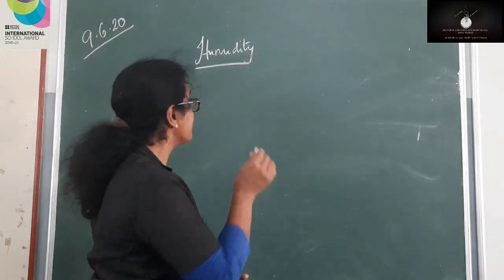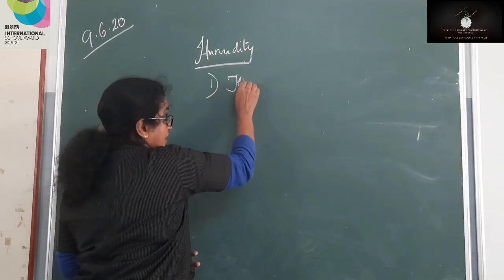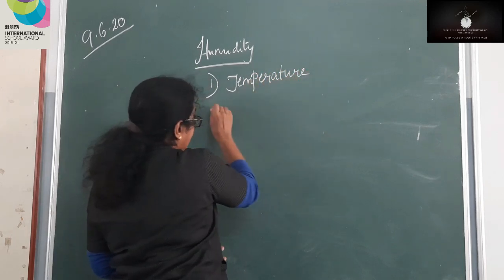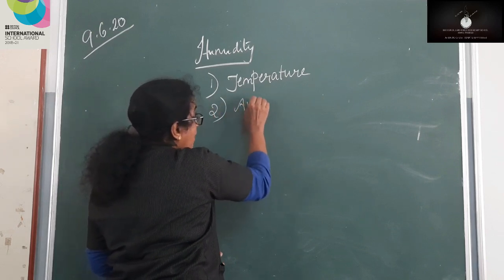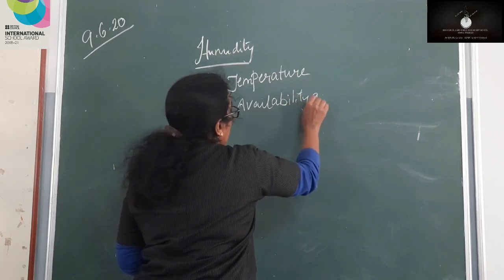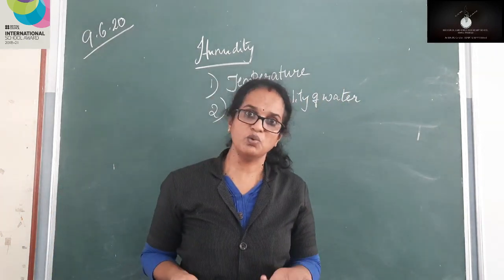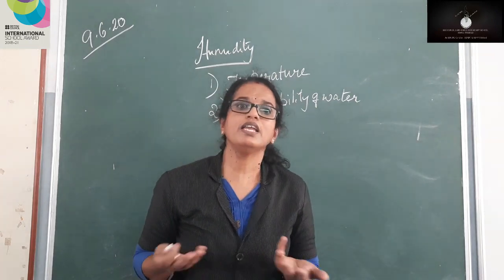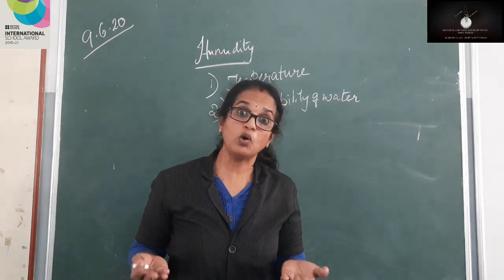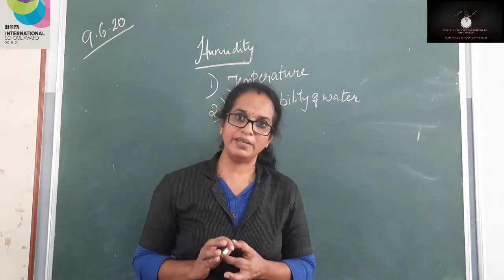So, there are certain factors which influence humidity. The first factor which influences humidity is temperature. The second factor is availability of water. It is very simple. When the temperature is very high, evaporation takes place. Naturally, where the availability of water is more, there also evaporation will be high.